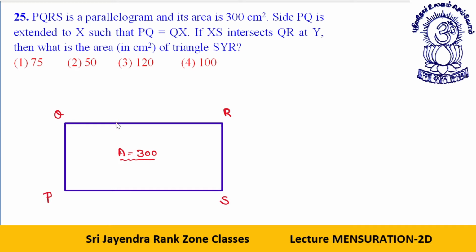PQ is equal to QX. PQ is extended to X like this. This is the point X. If XS intersects QR at Y, this is XS, XS intersects QR at Y, then what is the area of triangle SYR? You have to tell the area of this one.